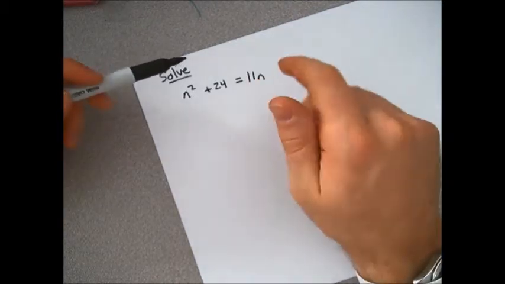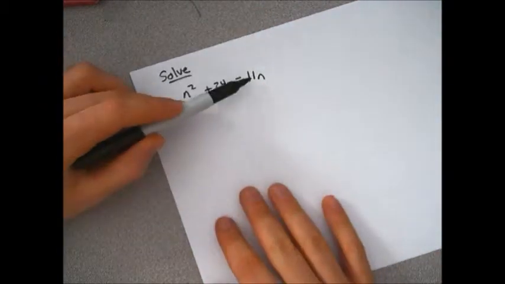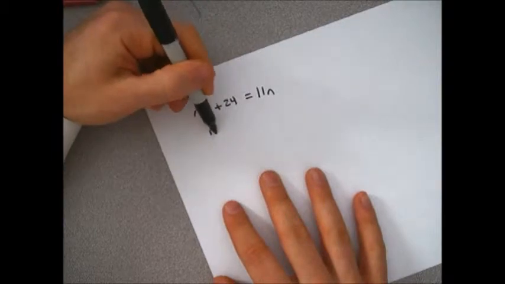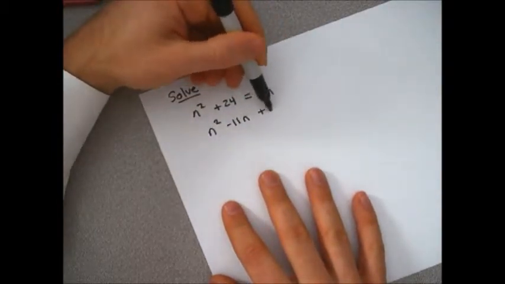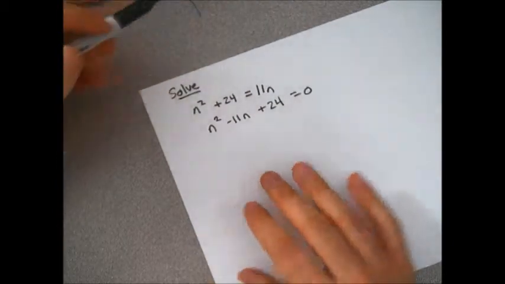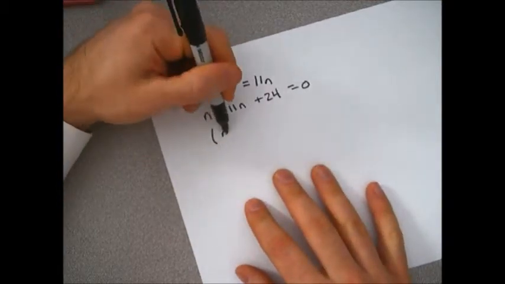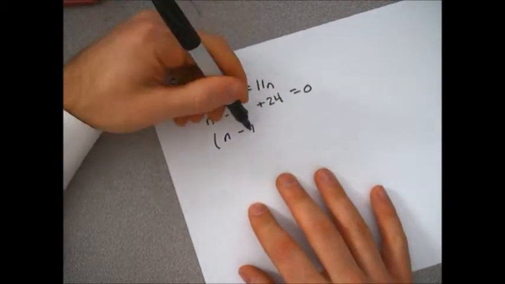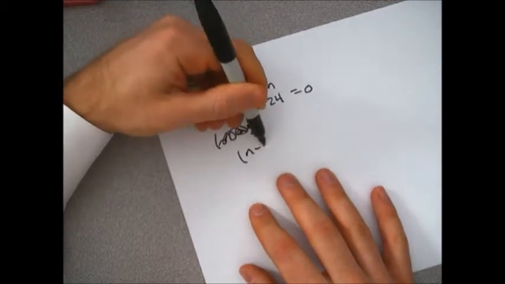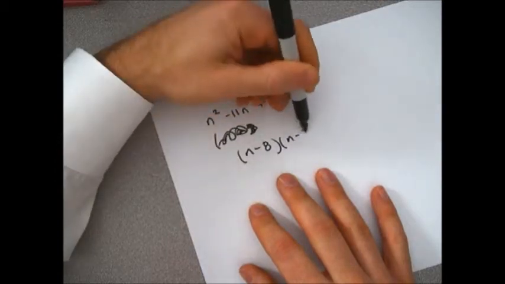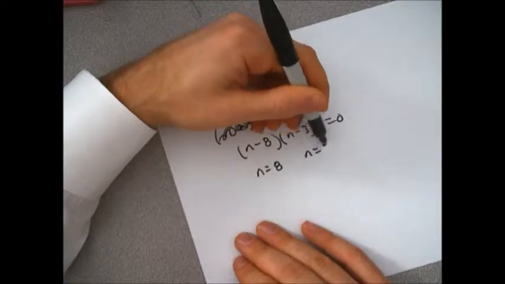Anytime you solve a quadratic, you want to get everything to the same side and set it equal to 0. So I subtract 11n over: n squared minus 11n plus 24 is equal to 0. Then I'm going to try to factor this. That gives me n minus 7. That's not it. What's it going to be? How about (n minus 8)(n minus 3)? There we go. That gives me n equals 8, n equals 3.